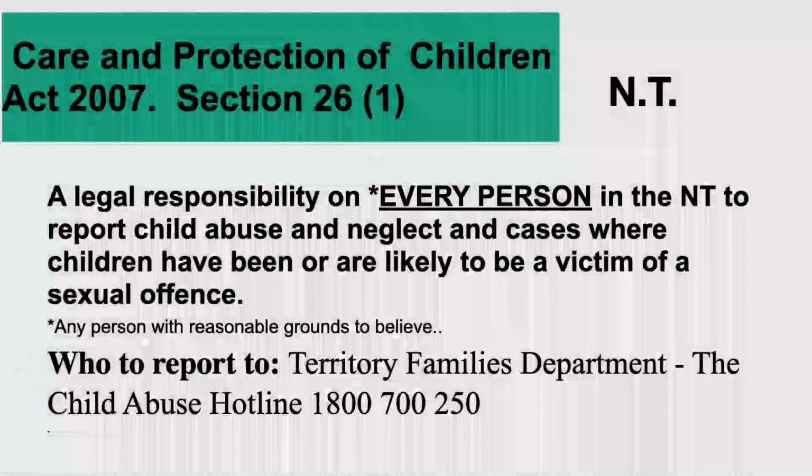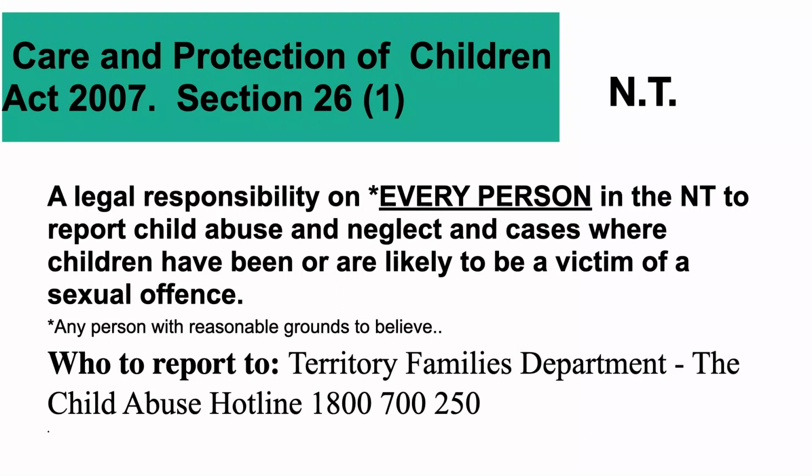We'll start with Northern Territory because they have a very simple version of the law up there. And in the Territory, under this 2007 Act, the Territory mandates that every person in the Northern Territory has the legal responsibility to report child abuse and neglect, and cases where children have been or are likely to be a victim of a sexual offence. In the Territory, they have to report to Territory Families Department, and there's a child abuse hotline there that can be used. So any person with reasonable grounds to believe a child is being harmed or offended against sexually, then they are mandated to report this to the department.